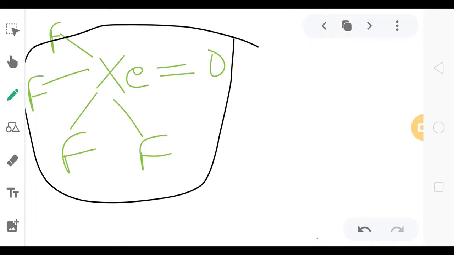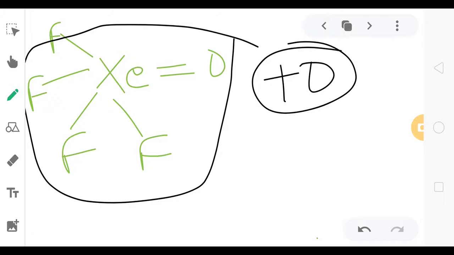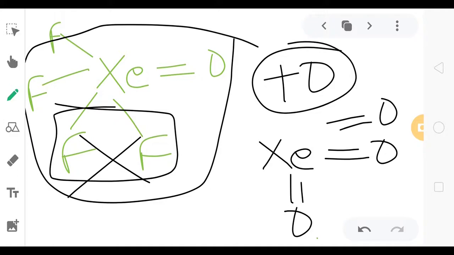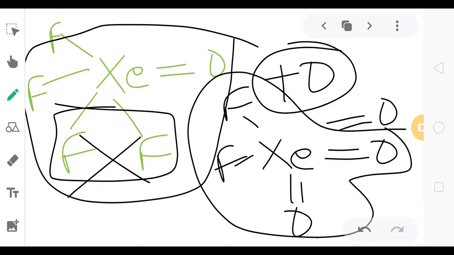See. Now what you have to do? You have to add one more oxygen. Then you know oxygen forms a double bond with a metal. Then you have to eliminate two fluorine atoms. Only then will you get two double bonds with oxygen and the remaining two fluorine atoms will be left.